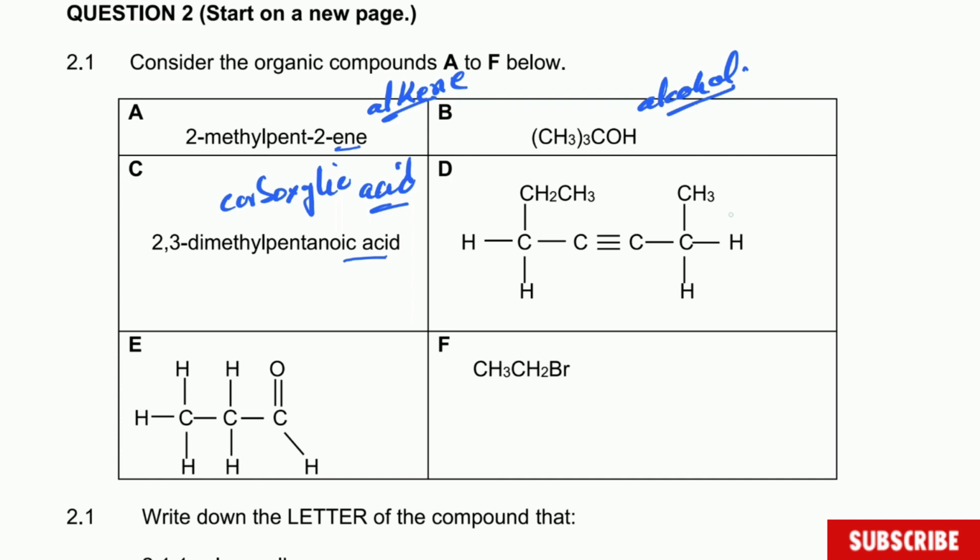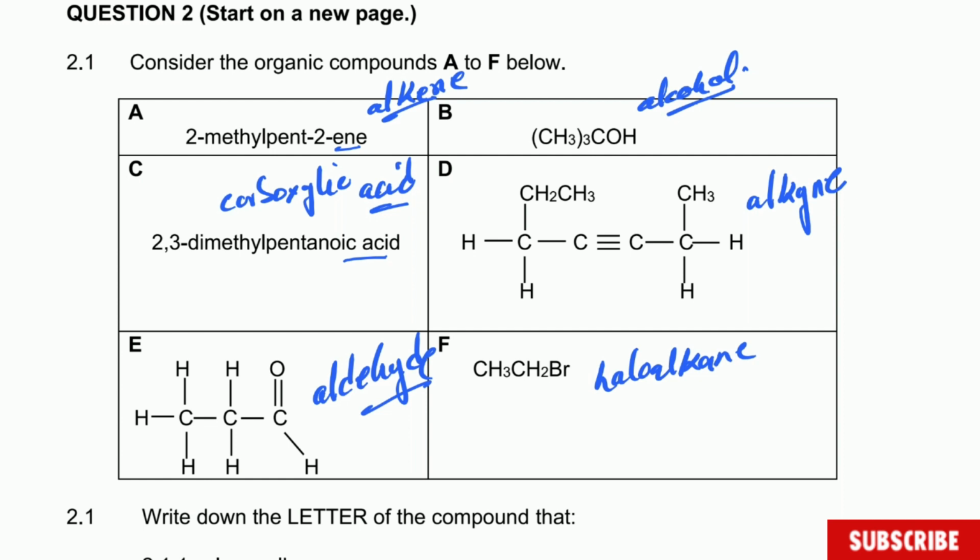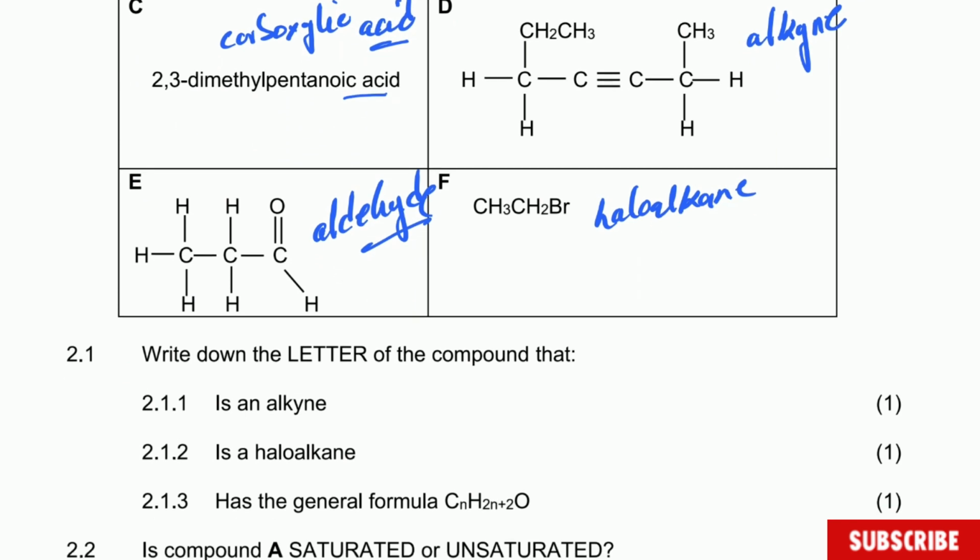D has a triple bond, it is an alkyne. E has a double bond with an oxygen and a single bond with an H at the end, so this one is an aldehyde. And then here we have a haloalkane, or alkyl halide. So those were real fast. It didn't take me long to identify the type of compound, the homologous series, of each of the different compounds. Now we're going to start answering the question.